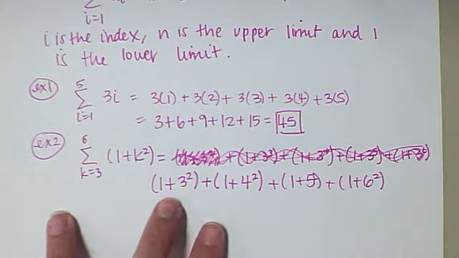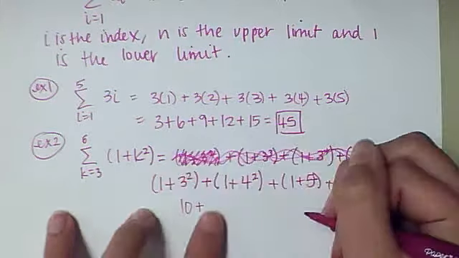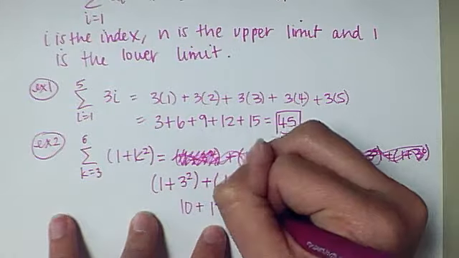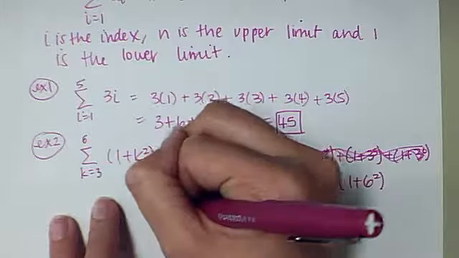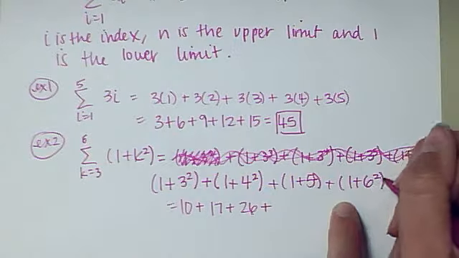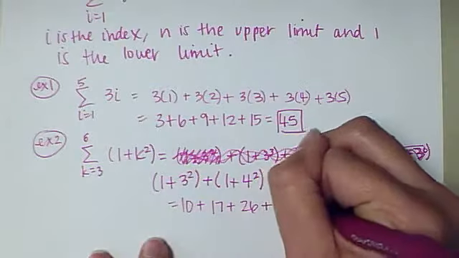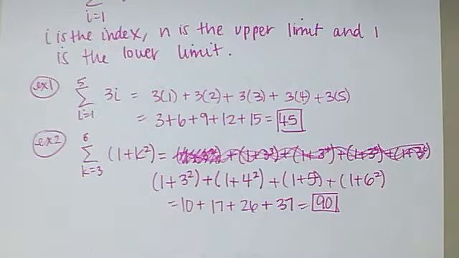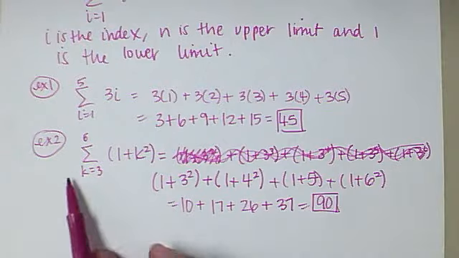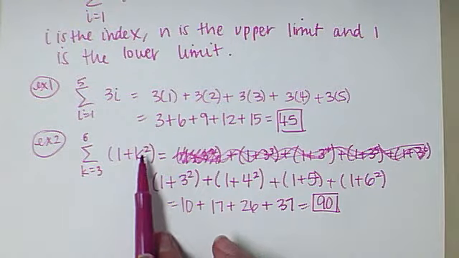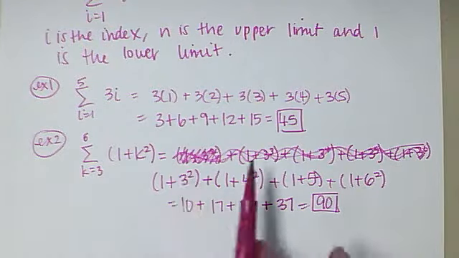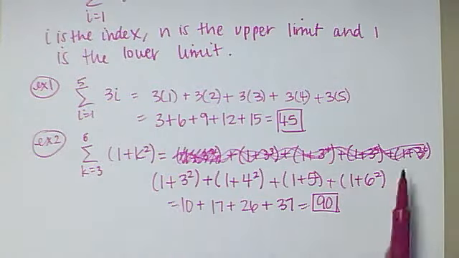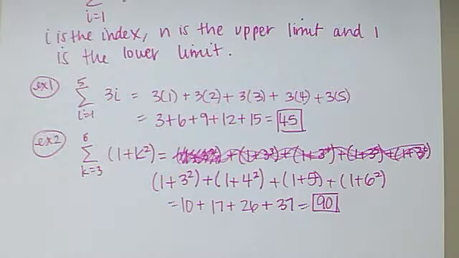If I do 3 squared, I get 9, plus 1 is 10, plus 4 squared is 16, plus 1 is 17, plus 5 squared is 25, plus 1 is 26, plus 6 squared is 36, plus 1 is 37, and if I add that up, that's equal to 90. I'm going to say that again, just a few parts of that to make sure you got this. The k is starting at 3. So I replace k with 3, and I do 3, 4, 5, and stop at 6 because 6 is my upper limit. Once I work that out, I get 90 as my final solution.